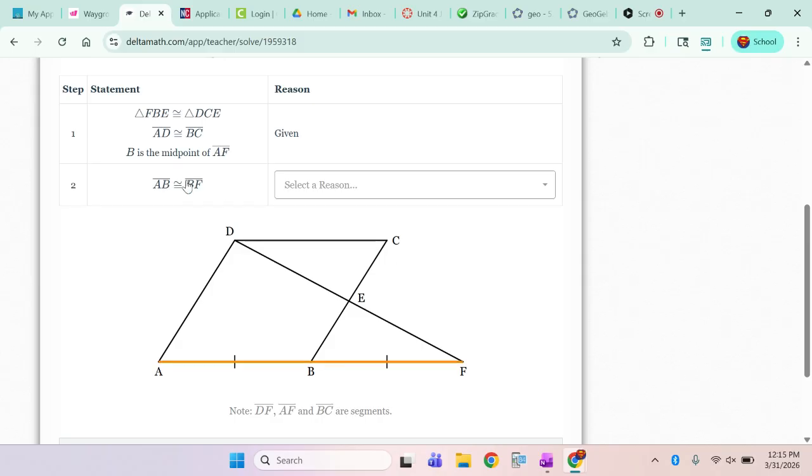Now, they then said that AB, this baby segment right here, is congruent to BF. Why can we say that given the information that we have? Shaki, why can I say that? What did they say previously that I can make that assumption? It's not because we add them, but it comes from something up here.